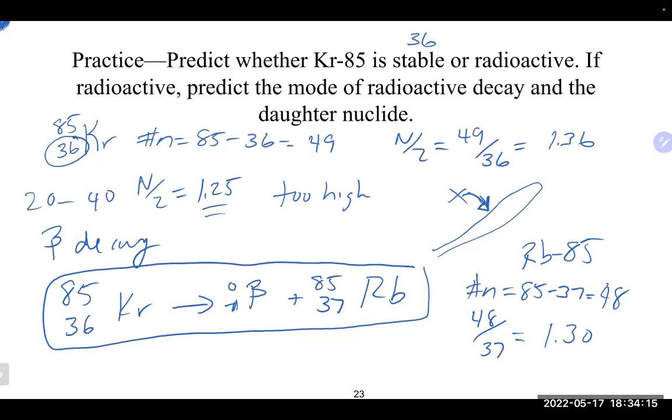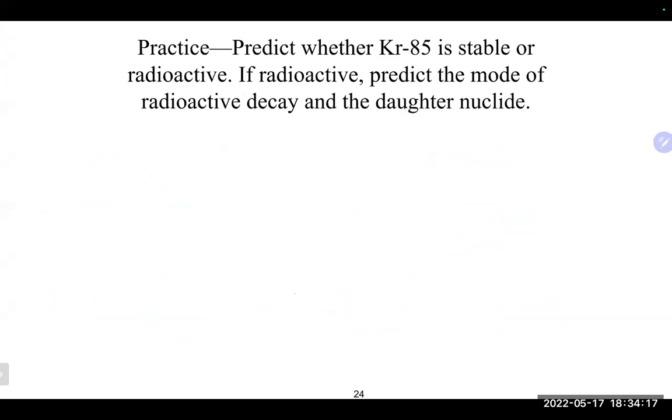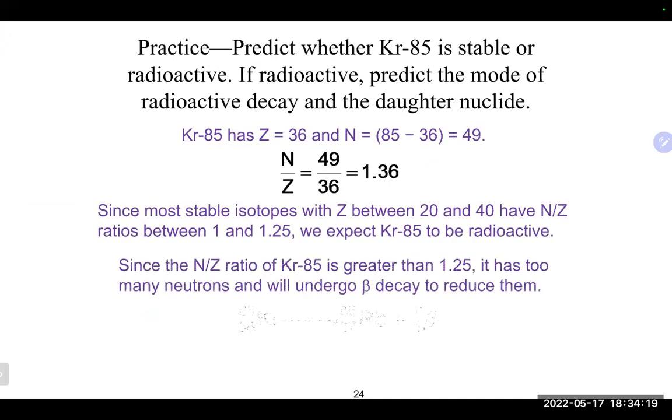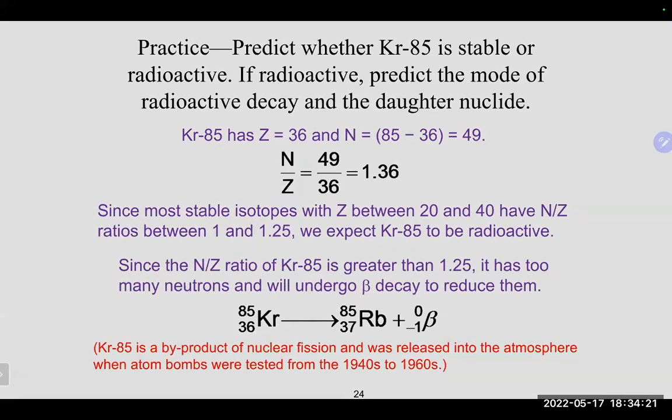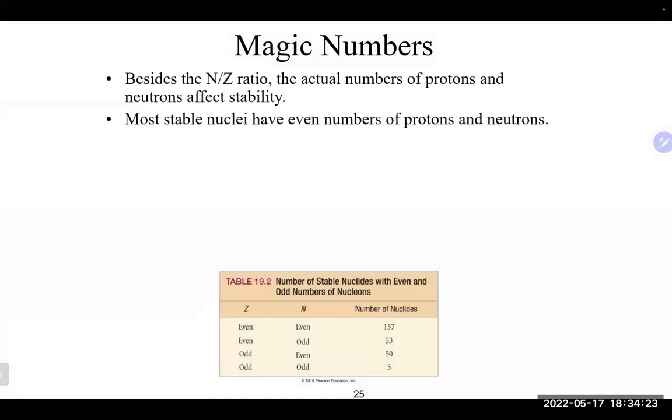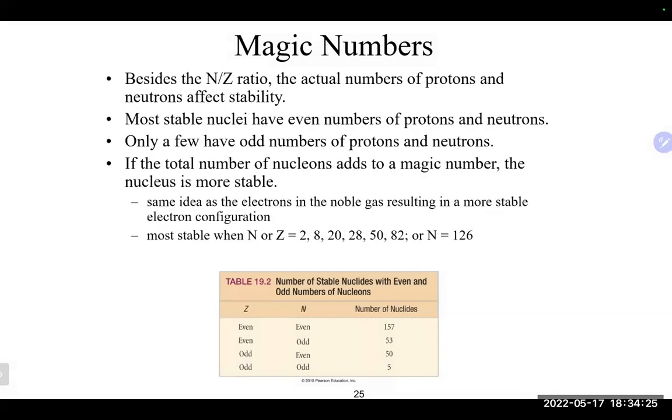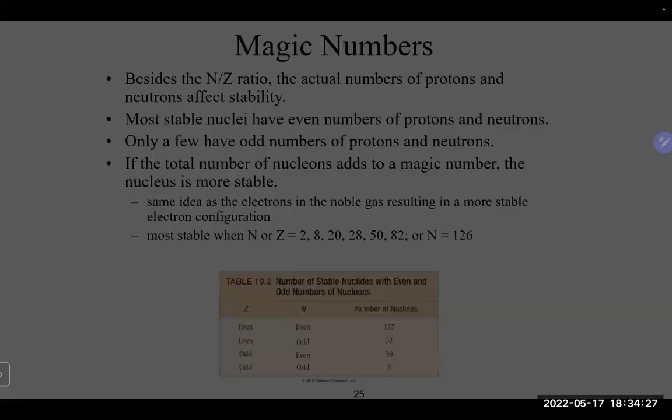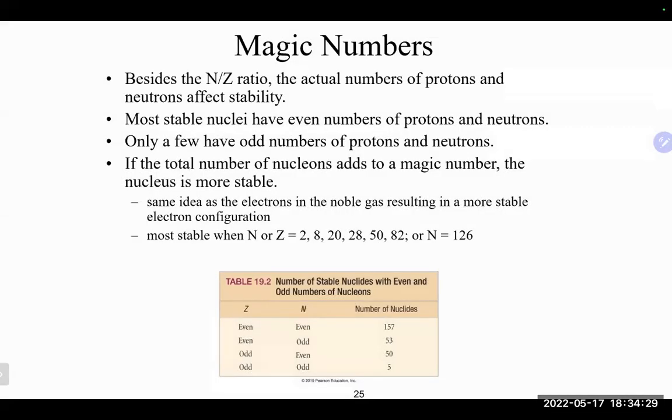Okay, so this is one way that we could look at stability, which is the neutron to proton ratio. There are other ways to predict stability. Let's talk about some other ways that we look at stability here. Besides the neutron to proton ratio, the number of protons and neutrons, what I mean by that is whether it's an even or odd number of protons and neutrons.